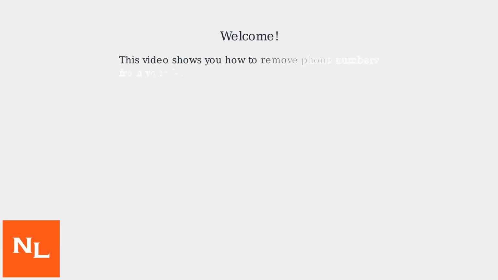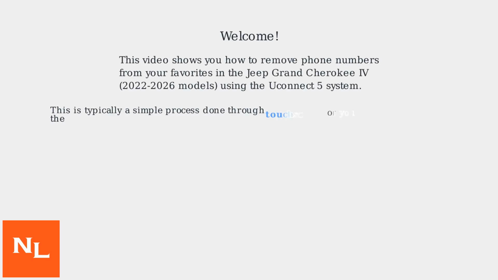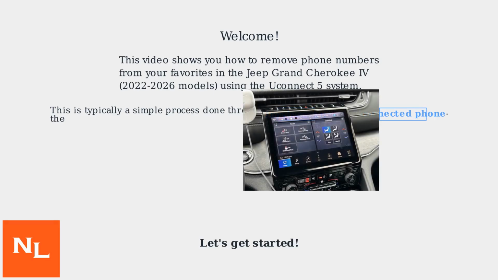Welcome. This video shows you how to remove phone numbers from your favorites in the Jeep Grand Cherokee IV 2022-2026 models using the Uconnect 5 system. This is typically a simple process done through the touchscreen or your connected phone.